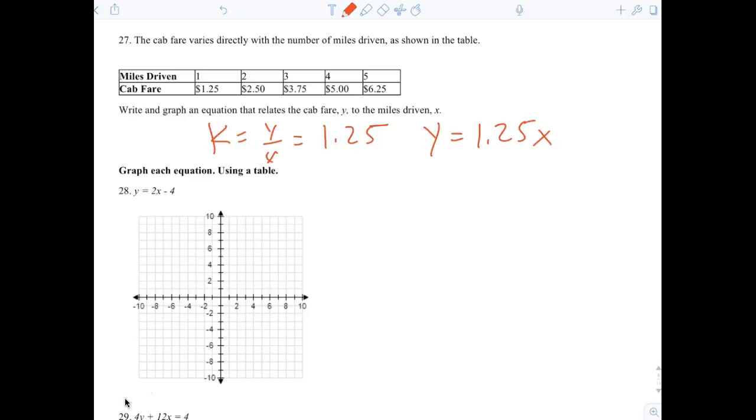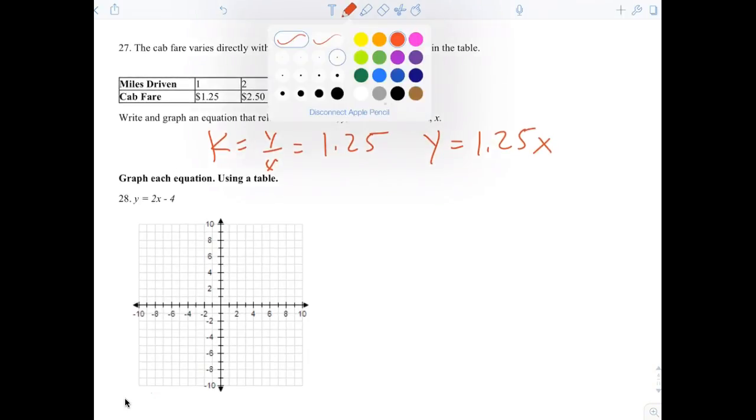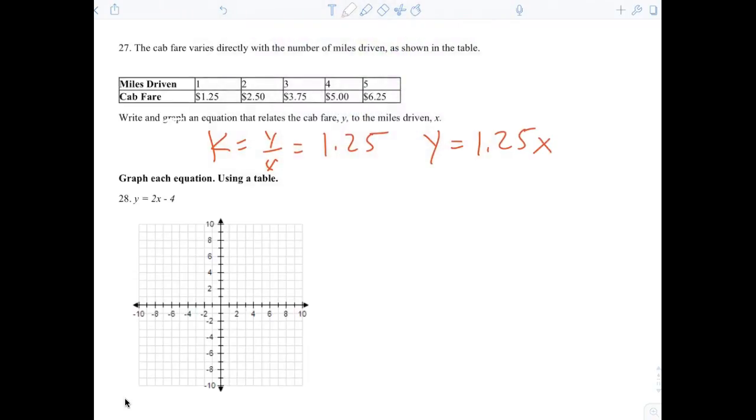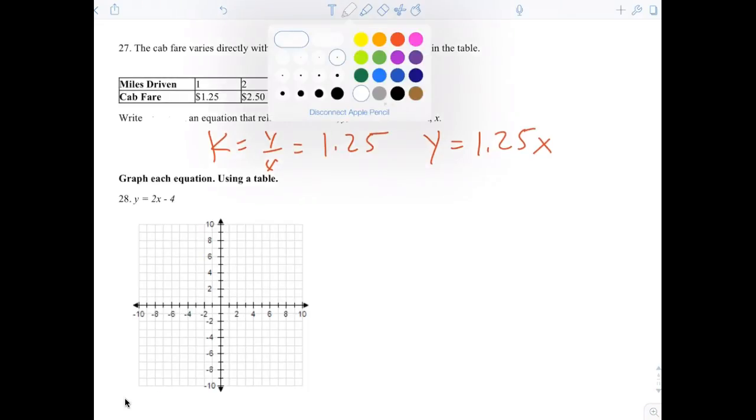Now listen, I'm not going to make you graph it, so you can just white out that graphing part. You don't have to graph that, because I didn't put a graph in, and I don't want you to. So write an equation that relates. Does anybody have any issues with that now? All right, so here we go.